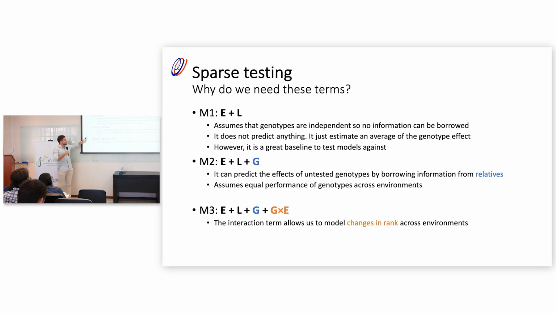In the second model, that changes. We have the markers. This is a genomic selection task in which we can predict new genotypes that we haven't tested because we can borrow information between them. And the third model here is the key, the one that allows us to model not only the prediction of new genotypes, but also changes in the rank. This allows us to model a new reality in which we have changes in rankings across environments.